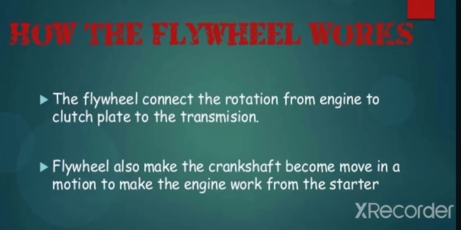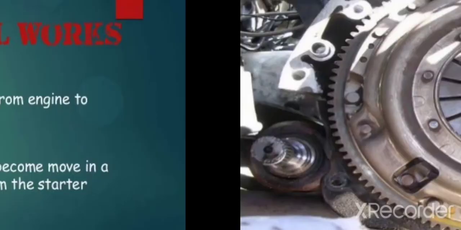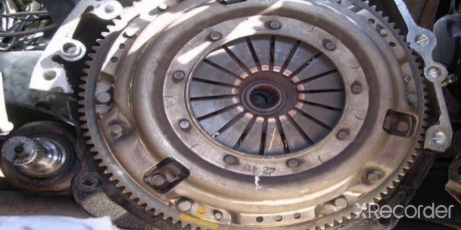Okay, now we will see how flywheel works. Okay, what is working principle of flywheel. Okay, the flywheel connects the rotation from engine to clutch plate to transmission. Okay, the flywheel also makes the crankshaft move in a motion to make engine work from starter. Okay, this is also example of flywheel.